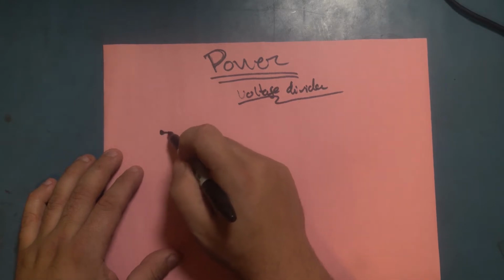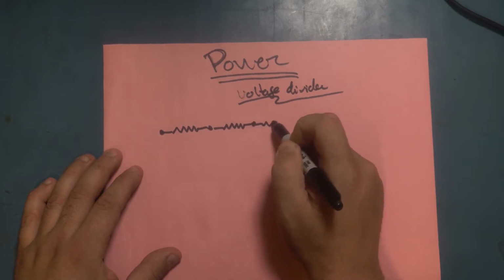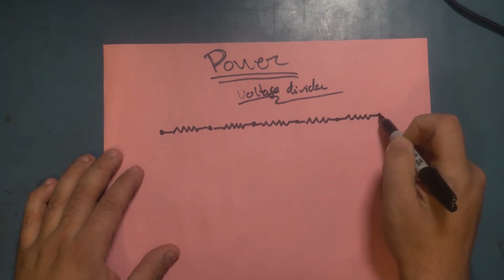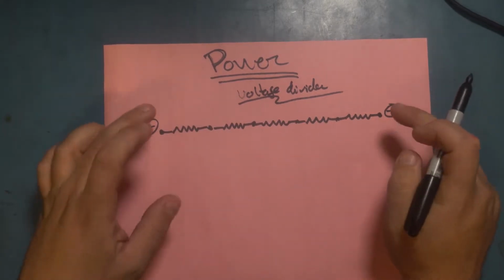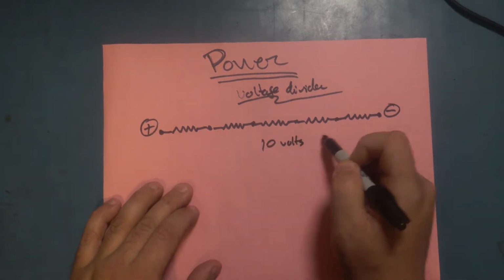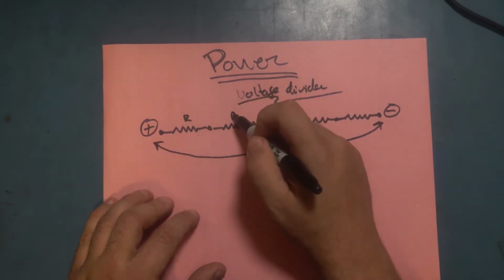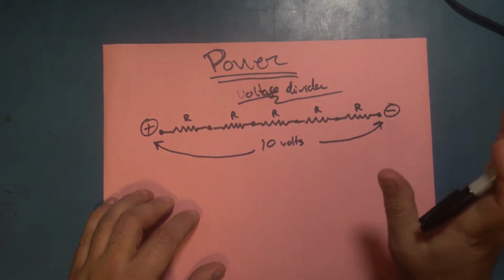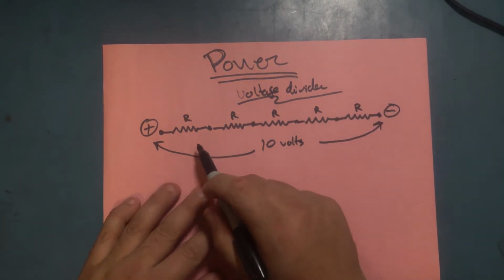So let's say we have 5 resistors connected in series. Okay, so we've got 5, and we put a certain voltage at the extremities of that chain. Let's call it 10 volts from there to there, and we're going to assume that each of those resistors is the exact same value. I'm going to call it R, just any value, really, it doesn't matter. So these 5 are all exactly the same.